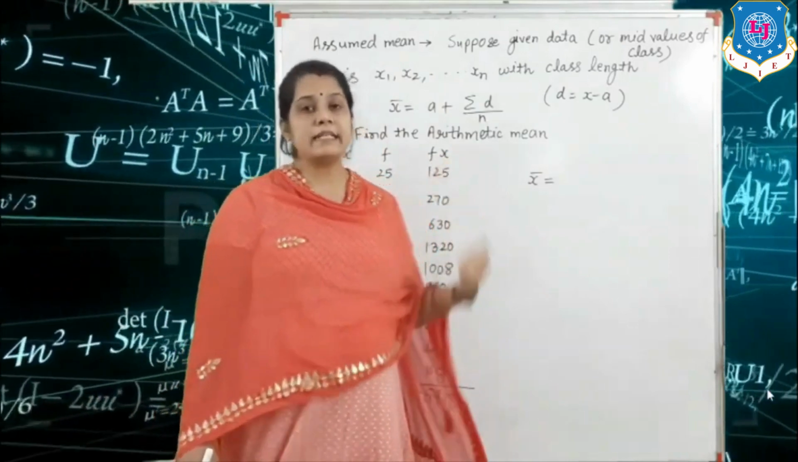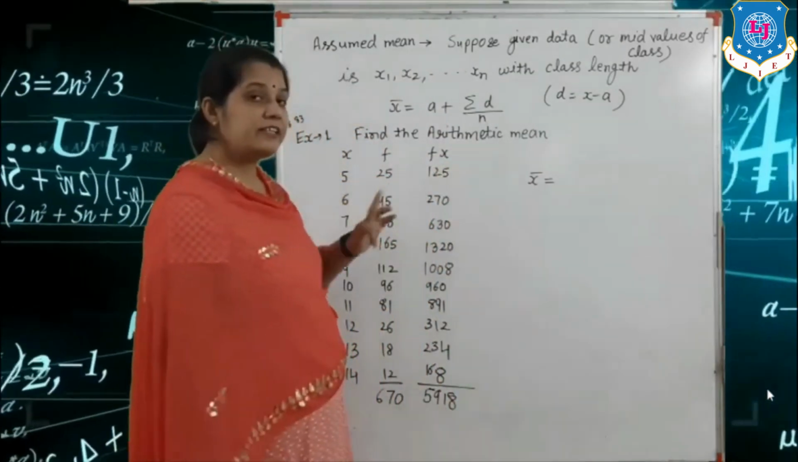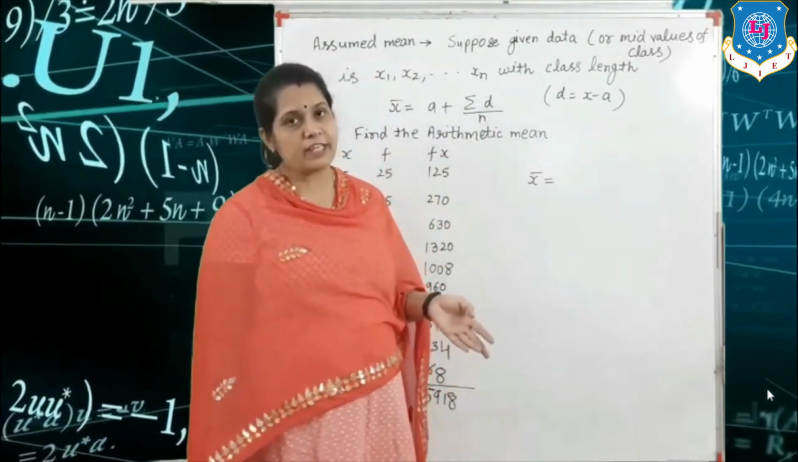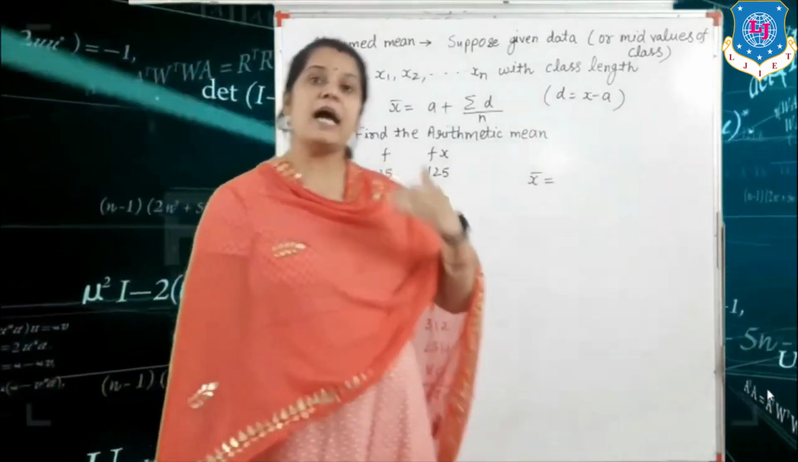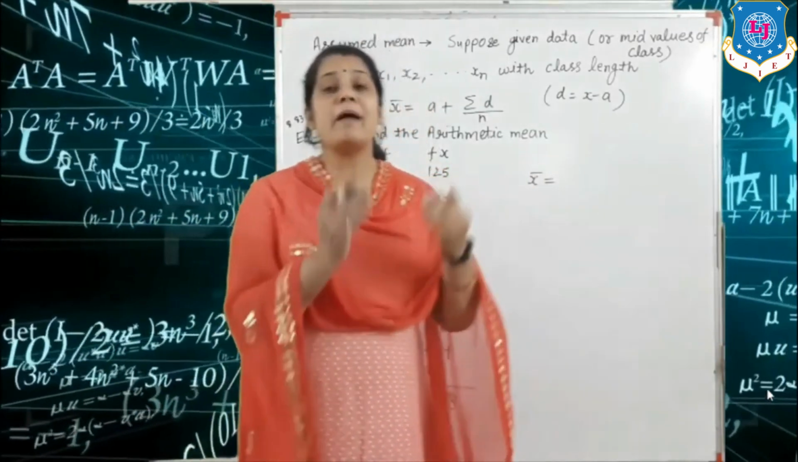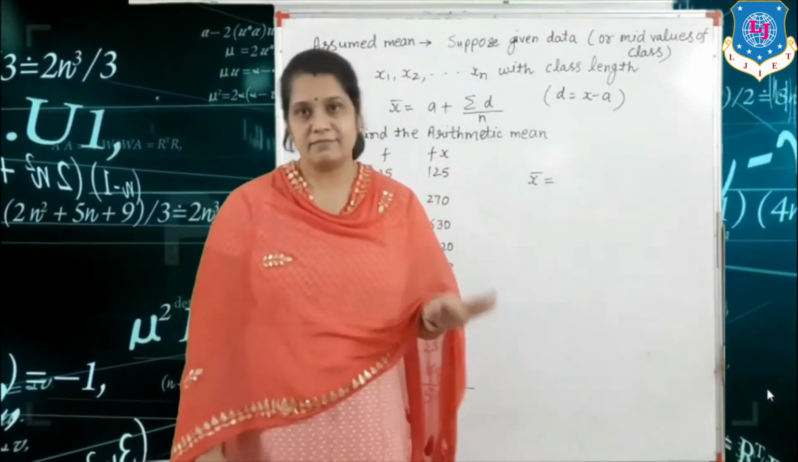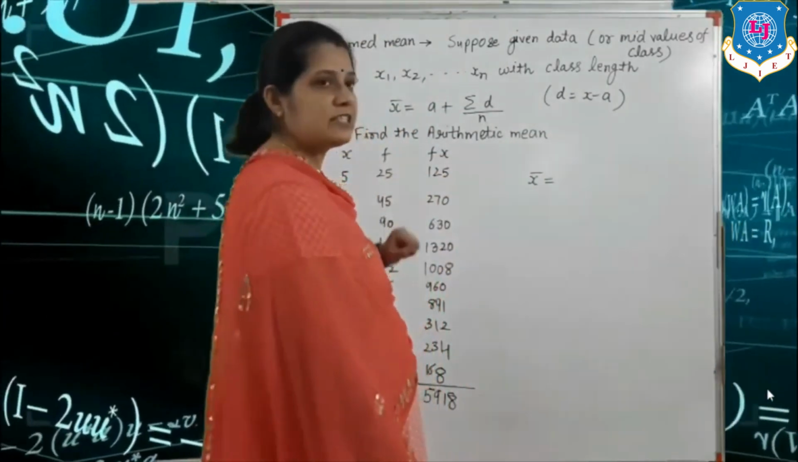Got it? But in this question, we are given x and f both values. So first you write the formula, because with the help of the formula making the table is very easy. For making the table the process is very easy.